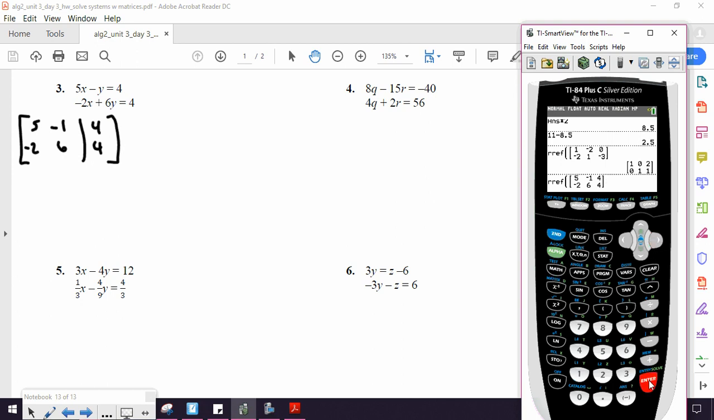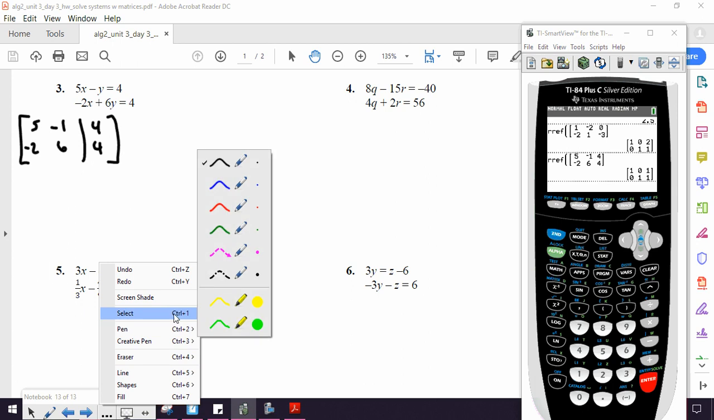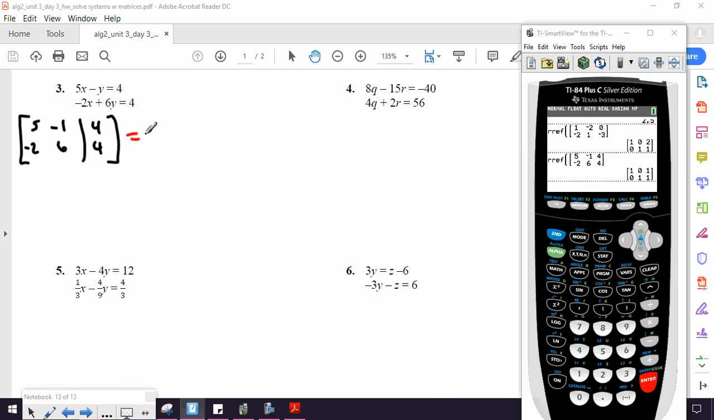So now hit enter and write down our output. We got 1, 0, 1. We got 0, 1, 1. So that means the solution to our system is 1, 1.